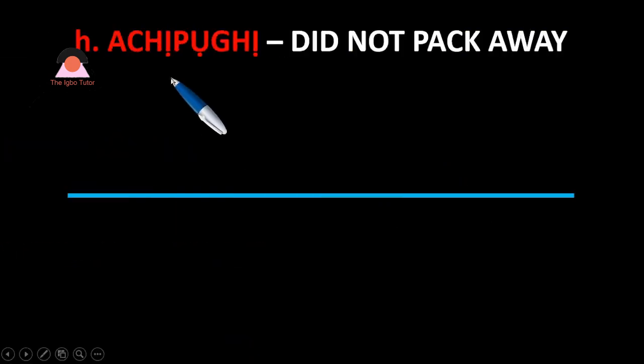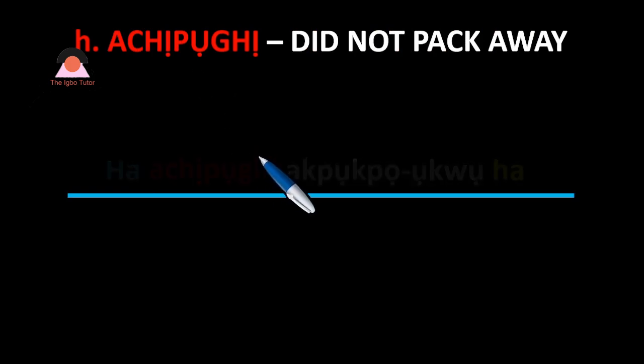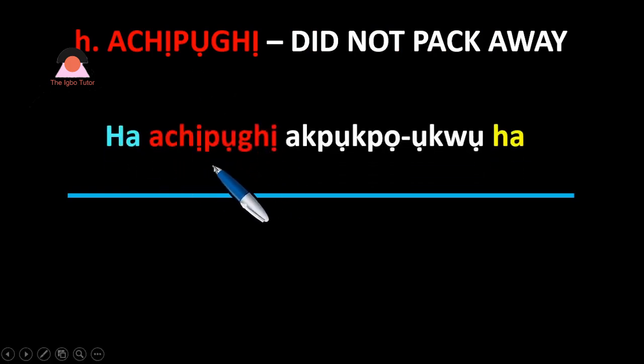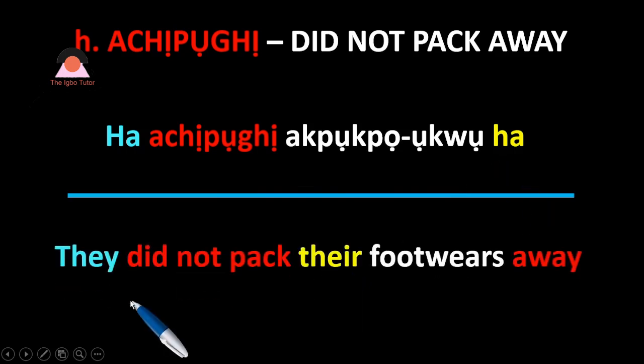Let's move on. And this is a report: Achipụghị, did not pack away. A report of someone not doing what they ought to do. Let's see a sentence. Ha achịpụghị akpụkpọ ụkwụ ha. What does this mean? They did not pack their footwear away. Don't mind that the word order moved down here. Of course, you don't expect all the interpretation to be in the same arrangement as Igbo.